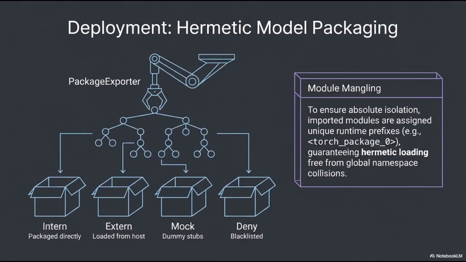A cornerstone of this hermeticity is module mangling. This process assigns unique runtime prefixes to all imported modules, for instance, Torch Package 0, effectively creating isolated namespaces. This method guarantees hermetic loading, ensuring our models operate entirely free from global namespace collisions that could otherwise arise from other applications or differing dependency versions on the same host.